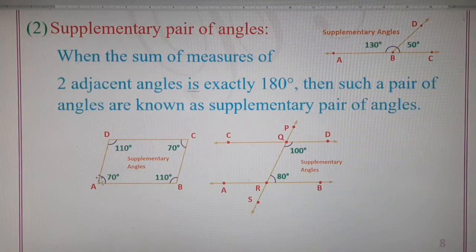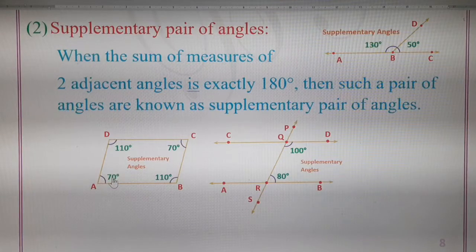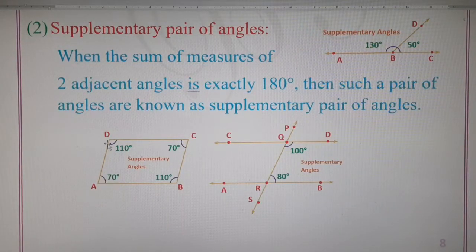So here if angle A is 70 degree, then angle B will be 110 degree, because when we add 70 degree plus 110 degree, their total will be 180 degree. Similarly, angle A and angle D will also have their sum of measures as 180 degree. If angle A is 70 degree, then angle D will be 110 degree, because their sum total will be 70 plus 110, that is equal to 180 degree. So we can say in a parallelogram, neighboring angles are supplementary pair of angles.